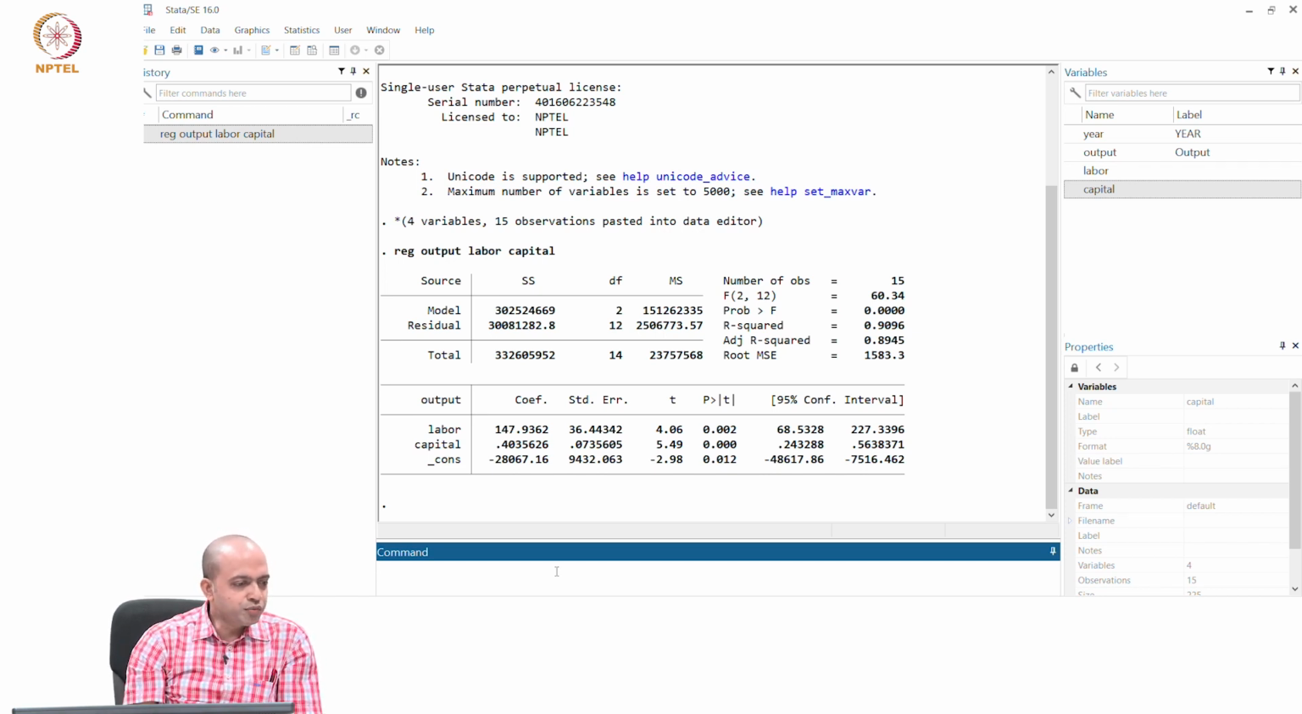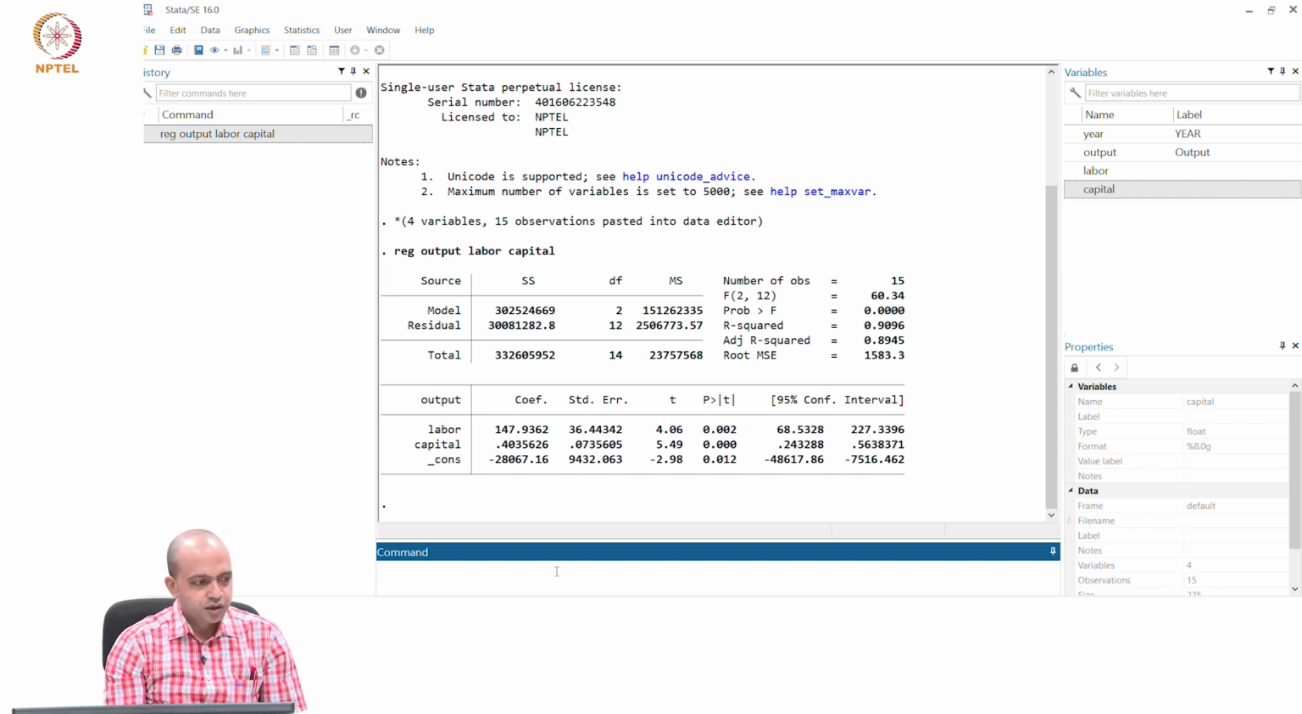And both these variables are significant, because if you look at the p values, if you multiply the corresponding p value of labor, 0.002 multiplied by 100 is 0.2, which is still less than 1. So, that means both are significant at 1% level. Both labor and capital, they are significant at 1% level. That is what we have understood. So, this is the interpretation.